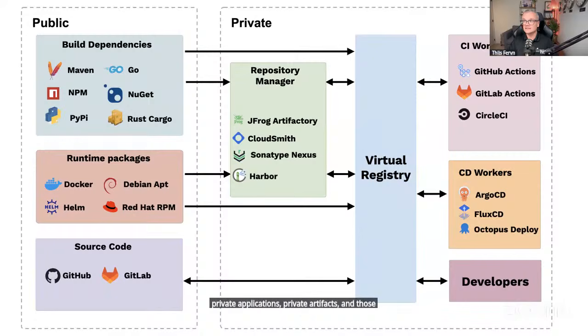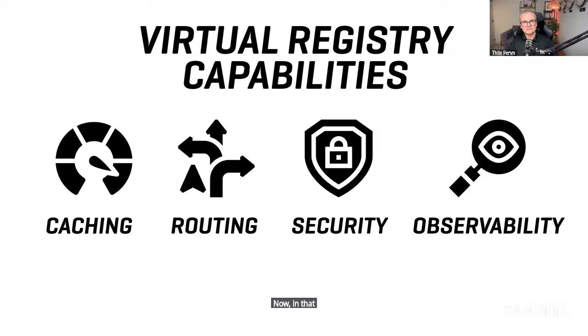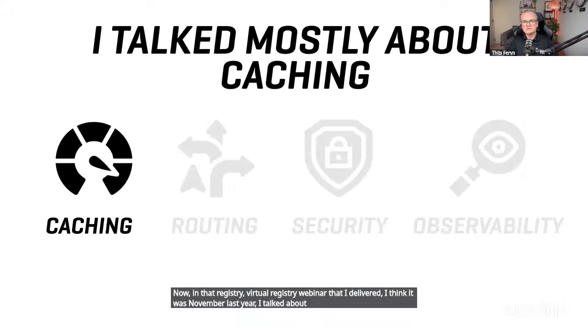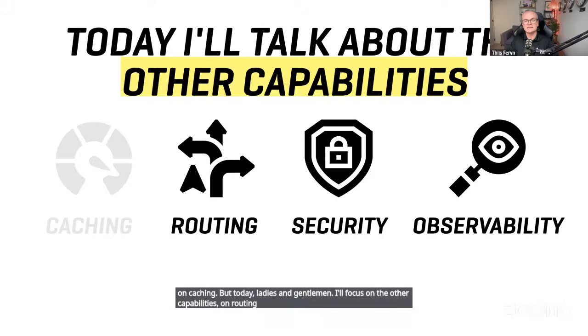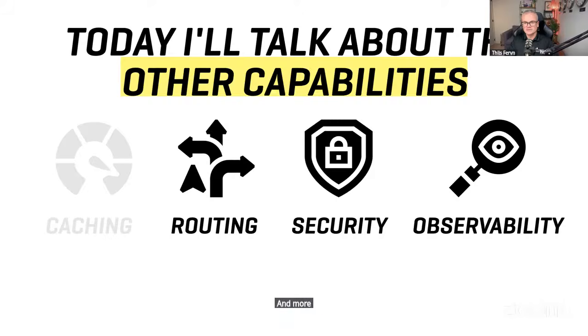and those need to be authenticated. Now, in the virtual registry webinar that I delivered, I think it was November last year, I talked about the capabilities, but I focused specifically on caching. But today, ladies and gentlemen, I'll focus on the other capabilities: routing, security, observability, and more. Talk about a long intro.